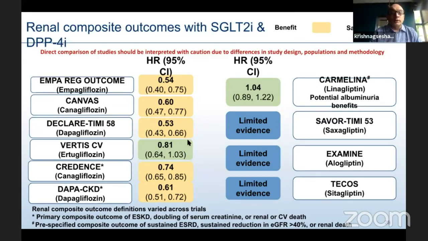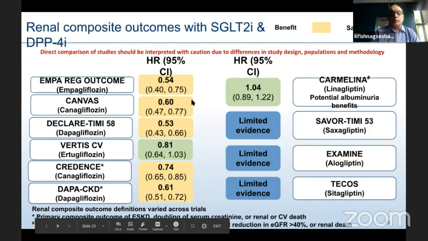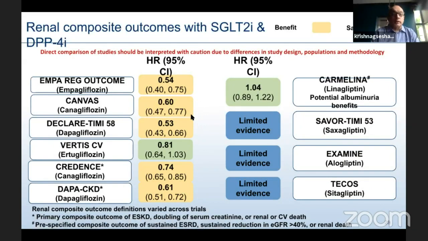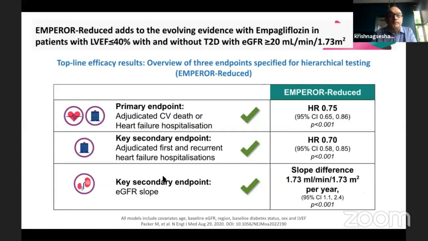So when you look at this in terms of renal composite outcomes, again, VERTIS-CV did not show the benefit, but all the others did show benefit. Again, exploratory in most of these, except in CREDENCE, where there was clearly benefit because that was designed for it. And of course, DAPA-CKD, where between an eGFR of 25 to 75, there was benefit. In terms of CARMELINA, remember that this again was non-inferior, but there was benefit in terms of UACR.